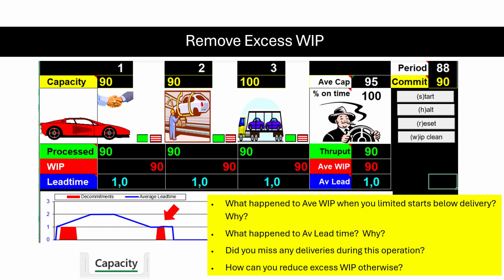Observations. What happened to AV WIP when you limited starts below delivery? Why? What happened to AV lead time? Why? Did you miss any deliveries during this operation? How can you reduce excess WIP otherwise? How about applying just in time?